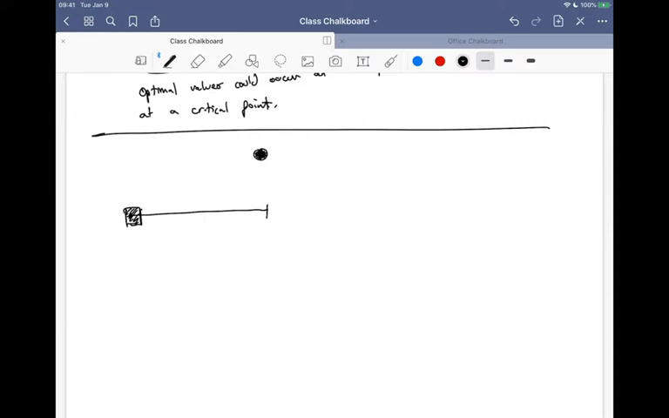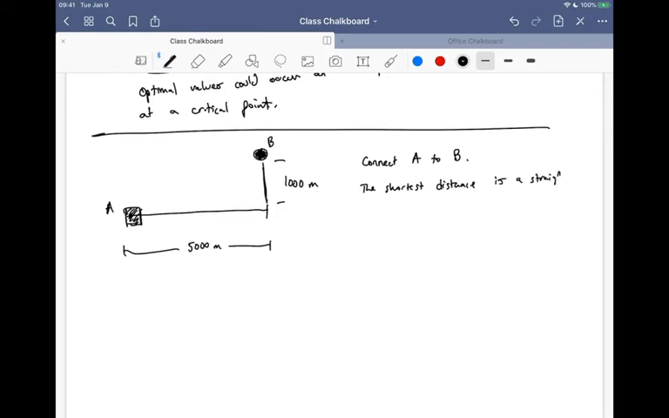Okay, and let's say that the distance between them is 5,000 meters, and the distance offshore here is 1,000 meters. Okay, and we'll call this point A and point B. And so we want to connect A to B. All right, now, what do we want to optimize here? If we wanted to optimize the distance, then we would just use a straight line.